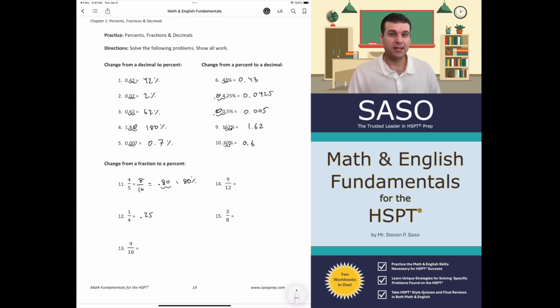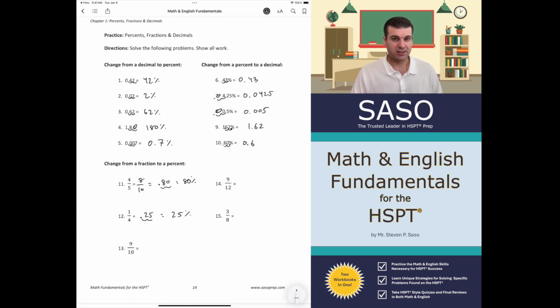So some of these you want to have memorized, and that'll again help you save time on the HSPT. It is a time test. You want to find ways to save time here and there. So this is one of those ways to do that. Okay, 0.25, what is that as a percent? Just move it over 2 places and we get 25%.